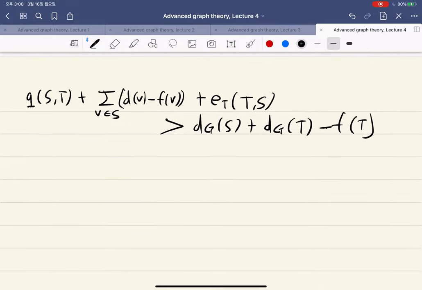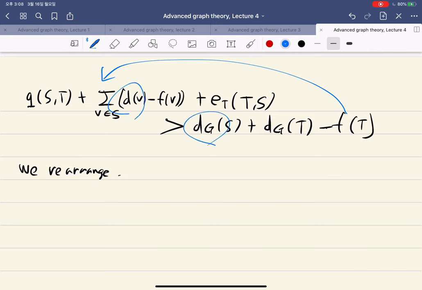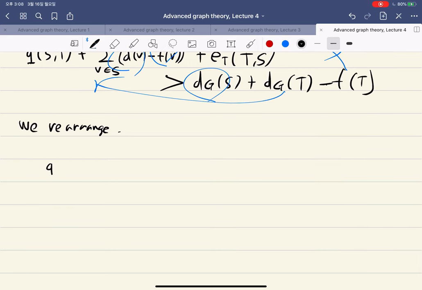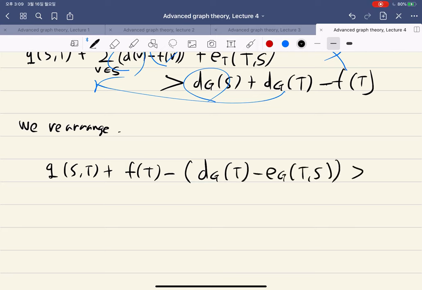So the degree sum of the vertices in S and the degree sum of the vertices in T, and you subtract the F value sum of T. Then we rearrange, and move this F here. This D and this cancel out, and then you move this F value the other way, then you get QST plus F(T) minus degree of T minus E_G(T,S) is bigger than F(S).